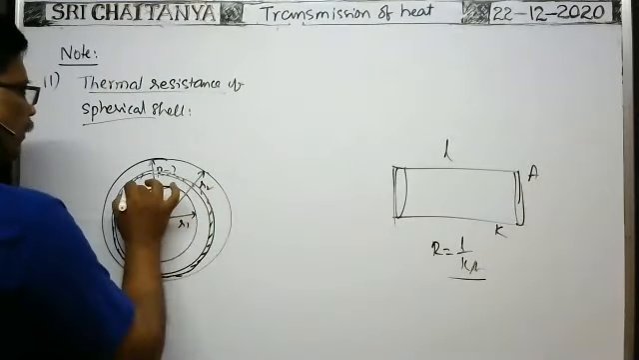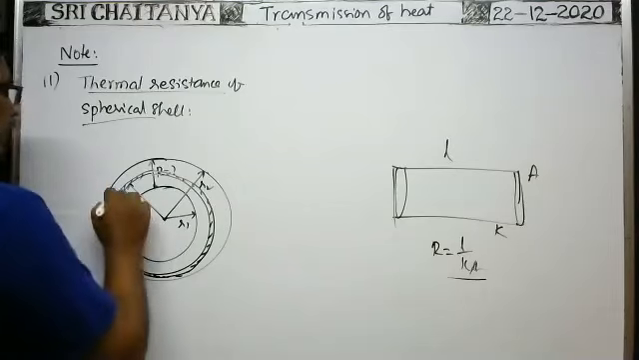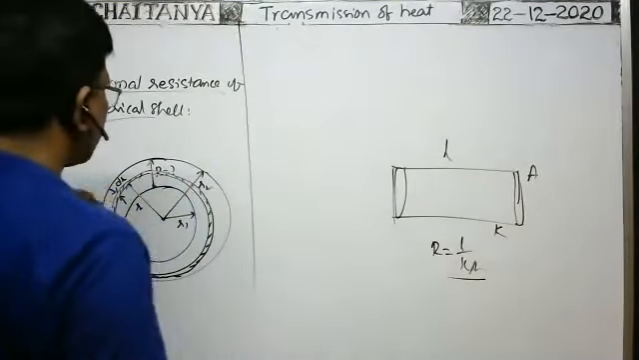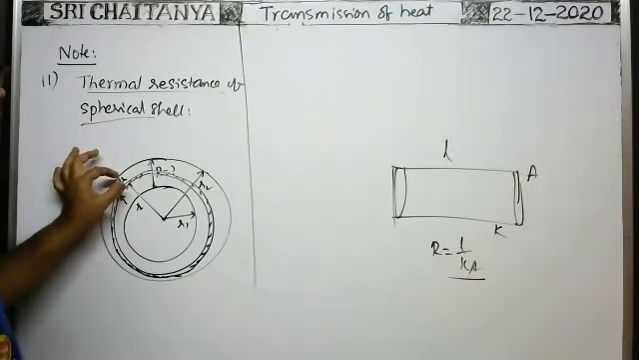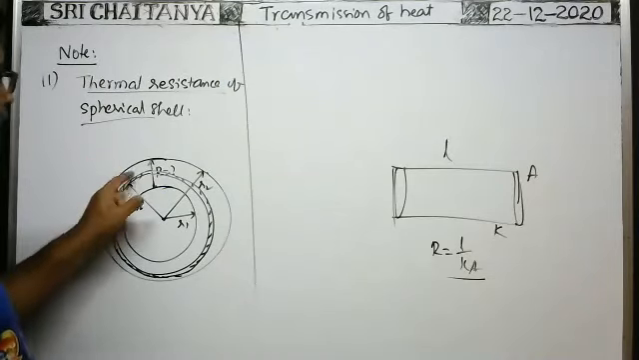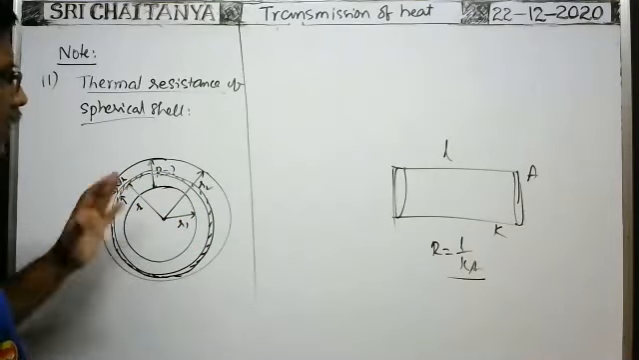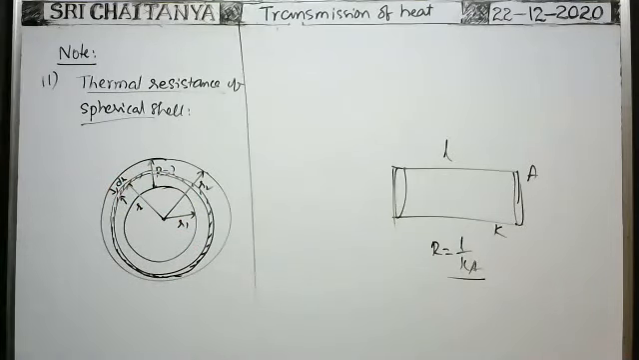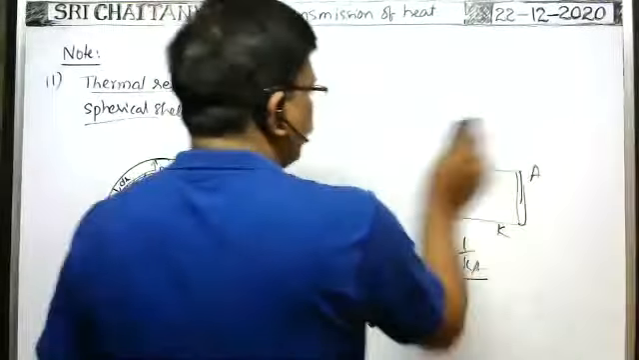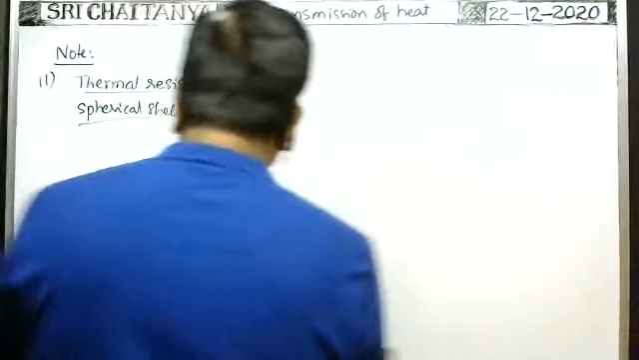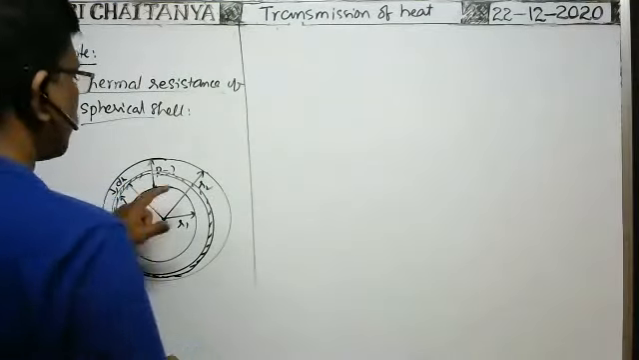Consider a small element of radius r, thickness dr. As the element is small, the inner area and the outer area of the element are both the same. That's why, what is the thermal resistance of the element between the inner and outer surfaces?